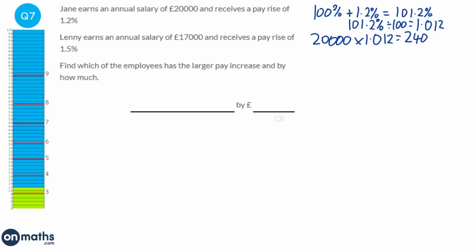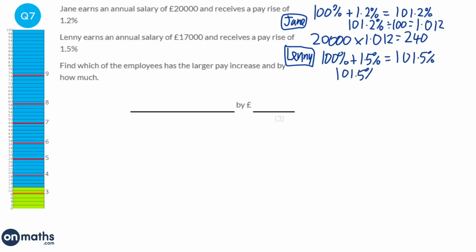Next we do the same for Lenny, so that is Jane. And so let's do Lenny. So that's 100% plus the 1.5%, which will be 101.5%. To make that a multiplier, we divide that by 100, which gives us 1.015. And then finally we take the 17,000 times it by the multiplier. And when we do that, we get 255.